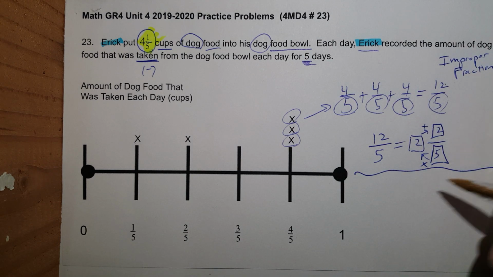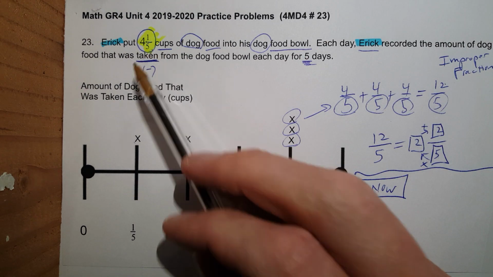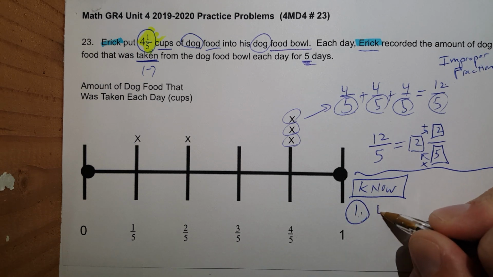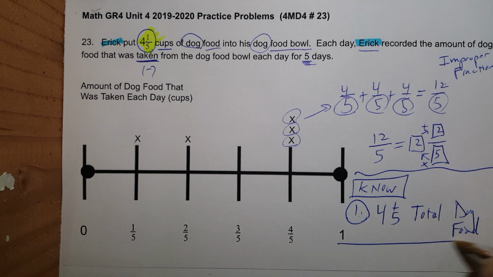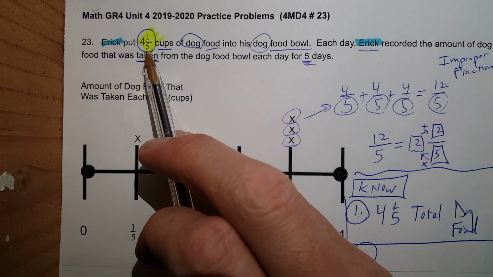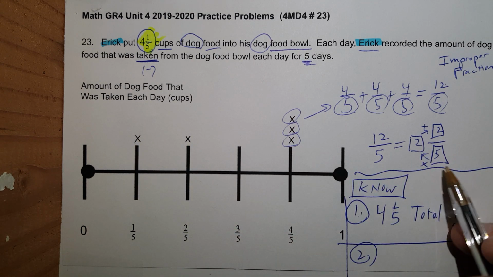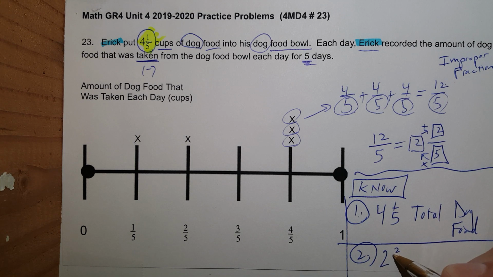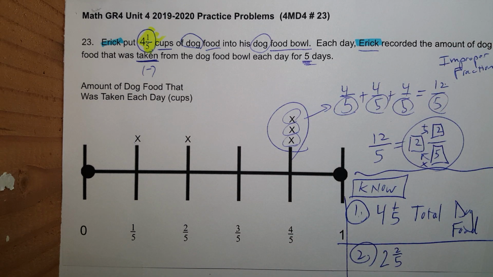So let's write down what we know. 1. 4 1/5 total dog food. It's what we know. So this was put in the bowl. This was taken out, taken out, taken out. We know that all this is 2 2/5. So I'm going to write down 2 2/5. All of this is all of this. Let's make it pop.